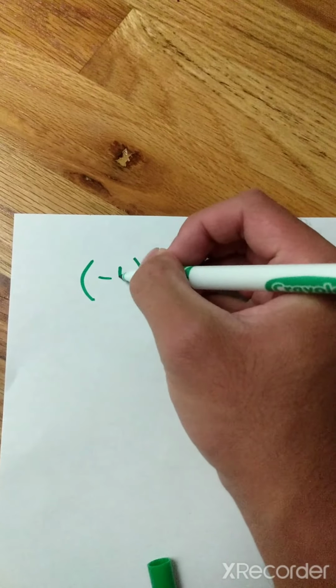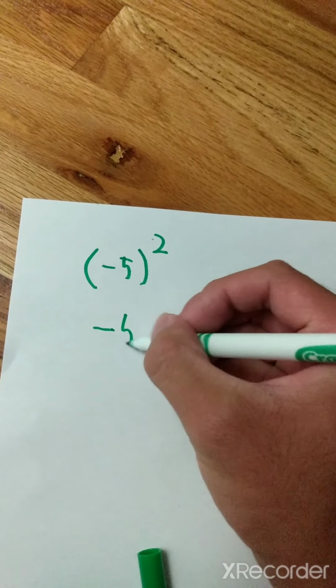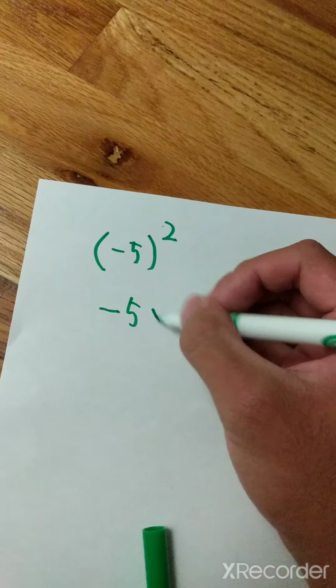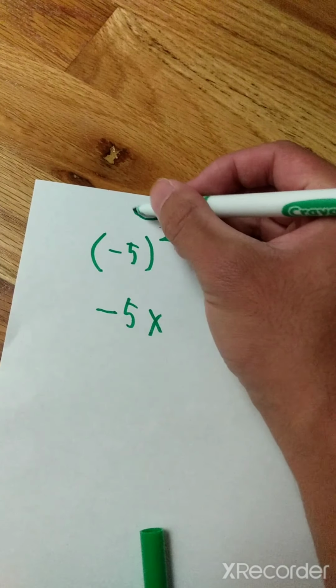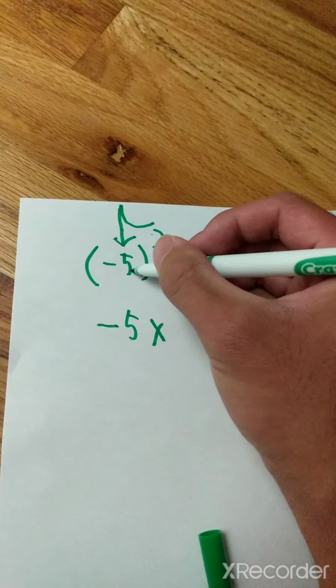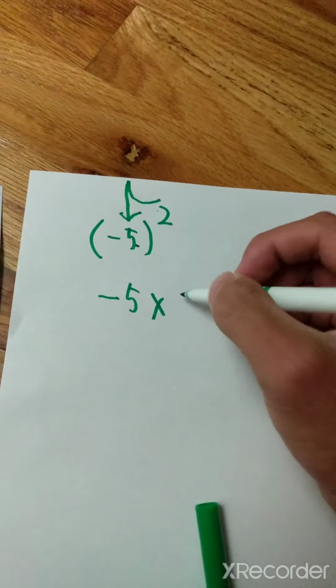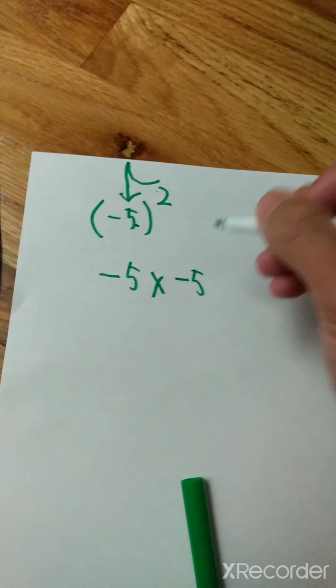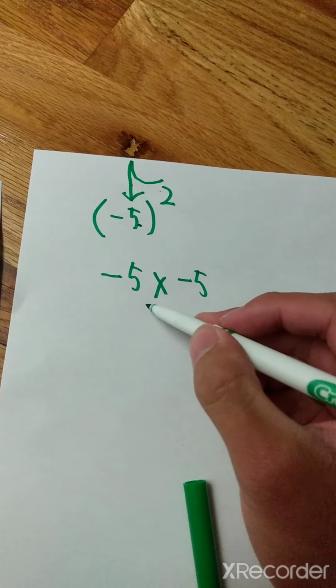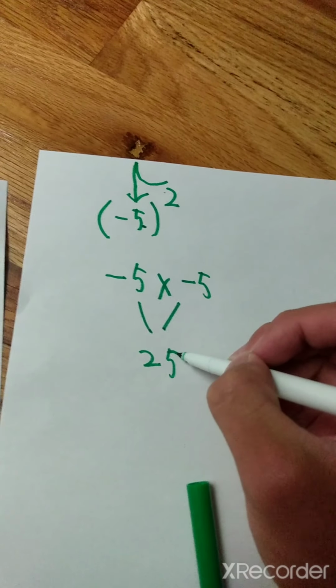Because when we have parentheses with a negative and an exponent in it, we're going to have them both be the same. It's going up toward the sky and going down saying, okay, I want both of you multiplied by yourself 2 times, but both of you have to be the same. So negative 5 multiplied by negative 5 is going to be a positive 25.